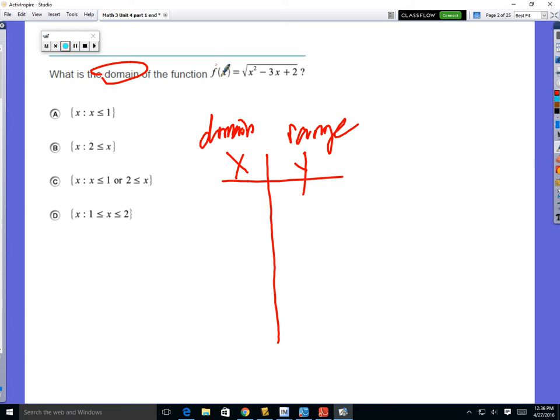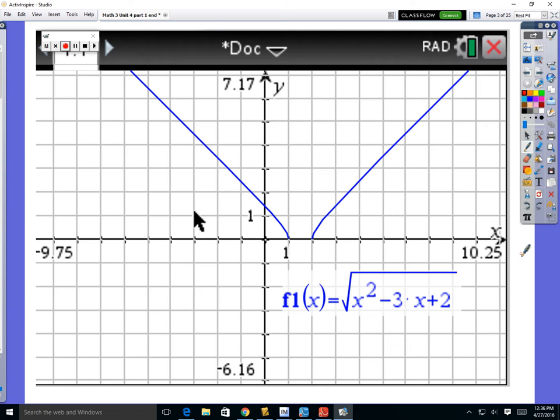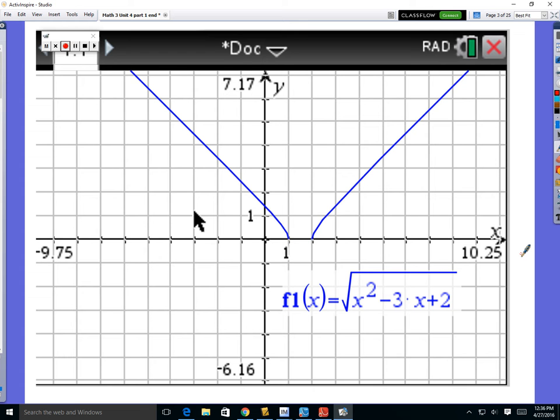So on your calculator, this is y. If you type in y equals the square root of x squared minus 3x plus 2, it looks like this. This is the graph it gives you. Now, if you're looking at the graph, the domain is the x. So this x number line right here, at 1, it takes off and it looks like it goes forever towards negative infinity. And then right here at 2, it takes off and increases all the way to positive infinity.